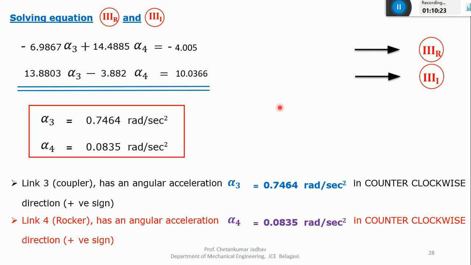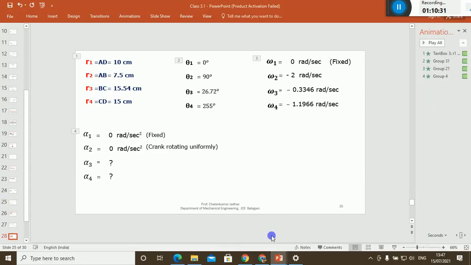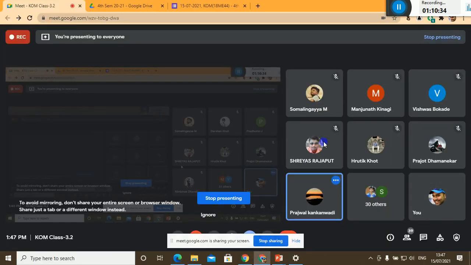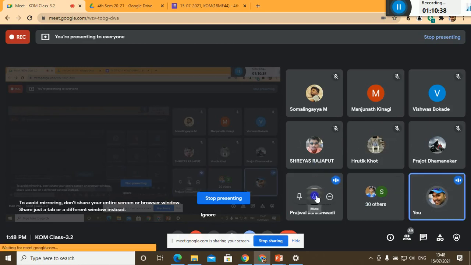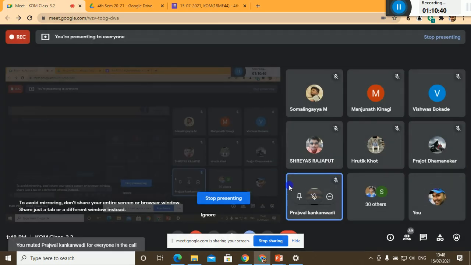Okay, I'll take another 10 minutes to complete this problem. So please mute your audio. So please mute your audio, anyone. So Prajwal, okay. Prajwal, please mute your audio. Yeah.